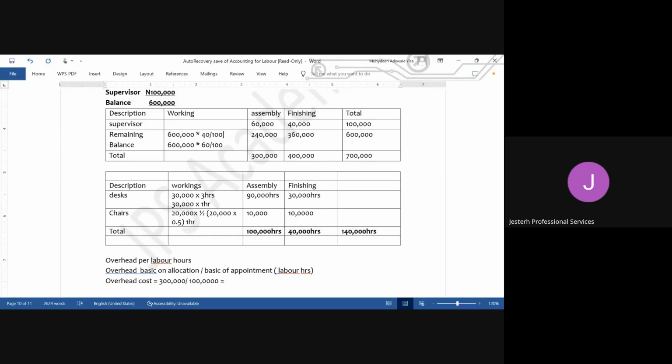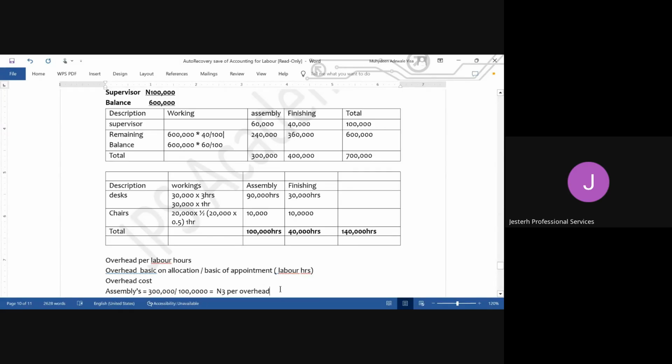So now 300,000 that was apportioned to the assembly department divided by the total hours that they are going to spend in producing that product, which is 100,000. So it means for every hour that labor works, they are going to charge 3 naira per hour of overhead, in which the labor works to carry out this level of our productions. So this one is for the assembly.